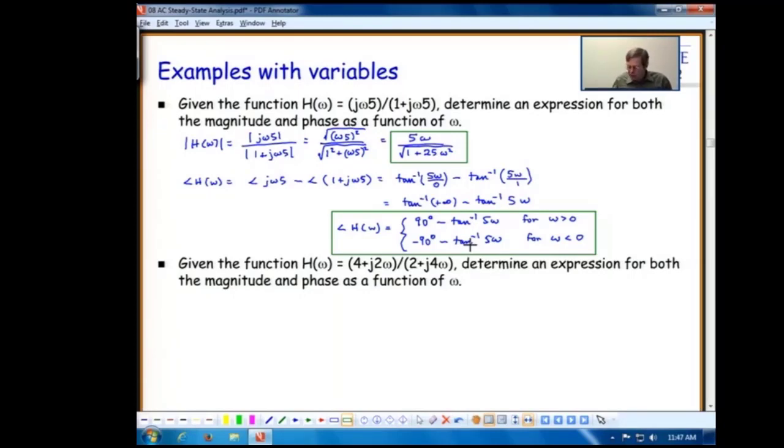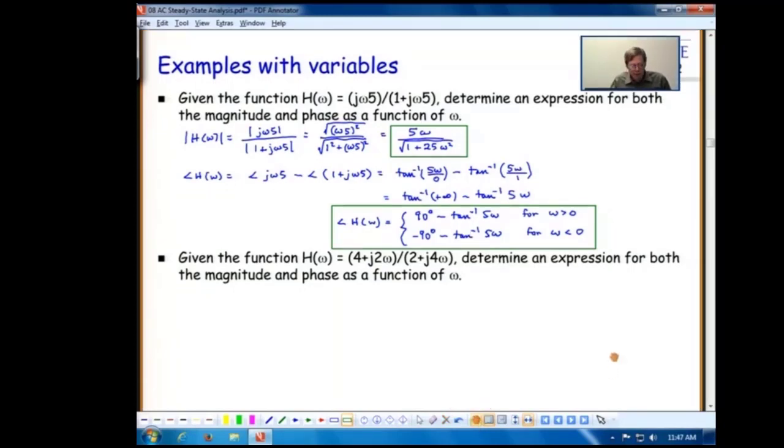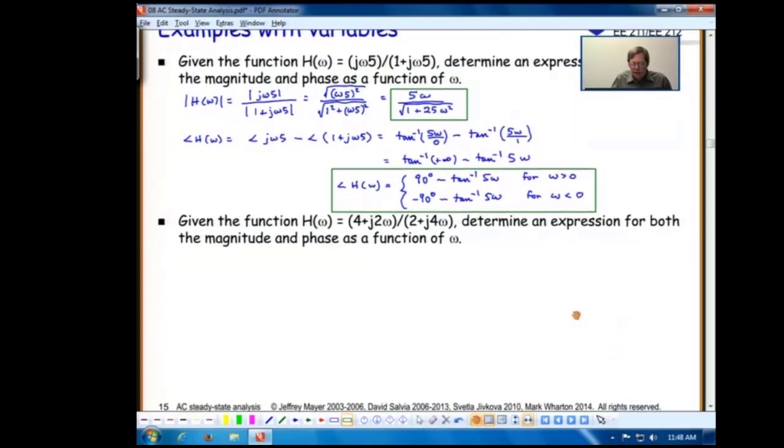We can repeat the same type of procedure for the last problem here. Given this expression, let's get the magnitude and phase as a function of the variable omega. So magnitude H of omega is 4 plus j 2 omega divided by 2 plus j 4 omega.